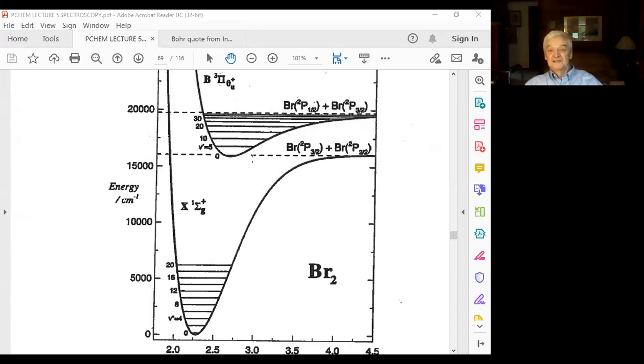When you're in this excited state, the bond is very much weaker, and the dissociation energy is from the bottom of this curve up to the second dotted line. You can see that's only about 4,000 wave numbers. This gives you a good example of how photochemistry works. If you excite the bromine diatomic molecule into its excited state, it can very easily dissociate because it only takes 4,000 wave numbers to break the bond apart.